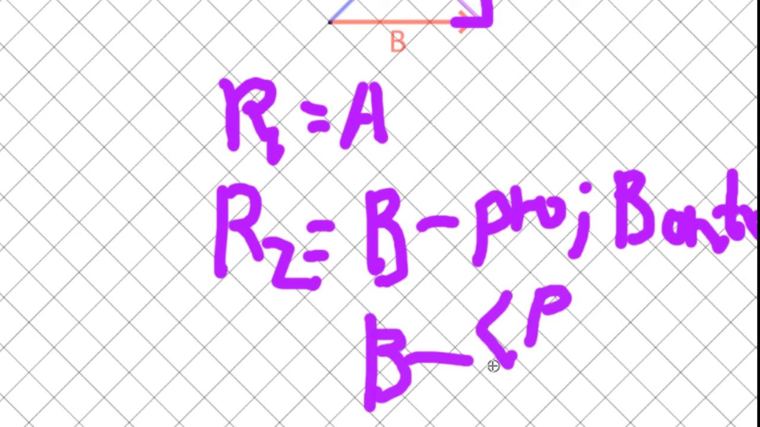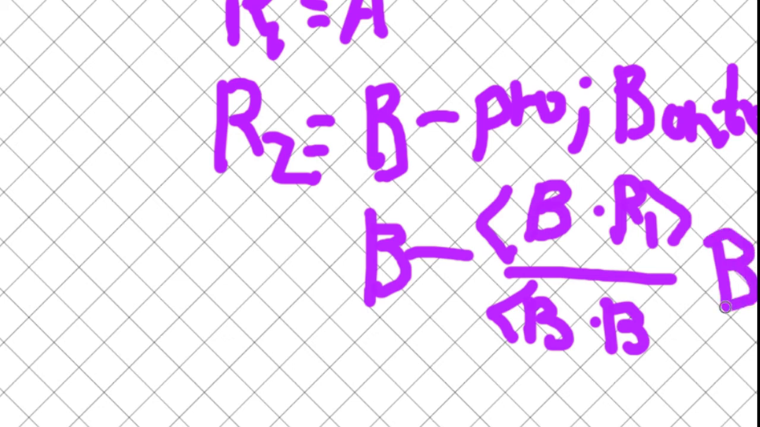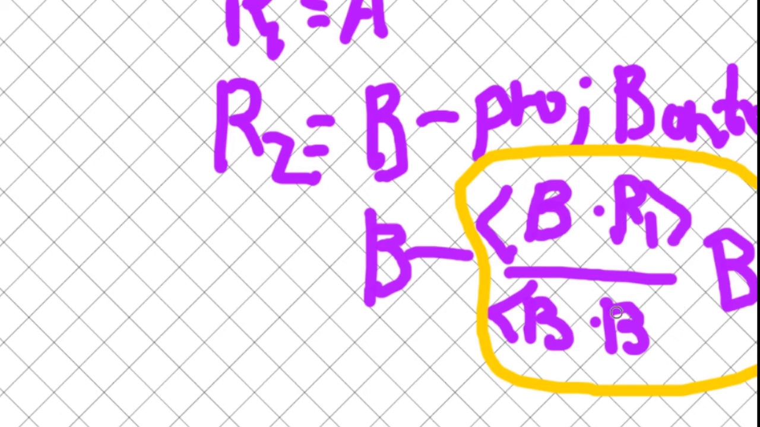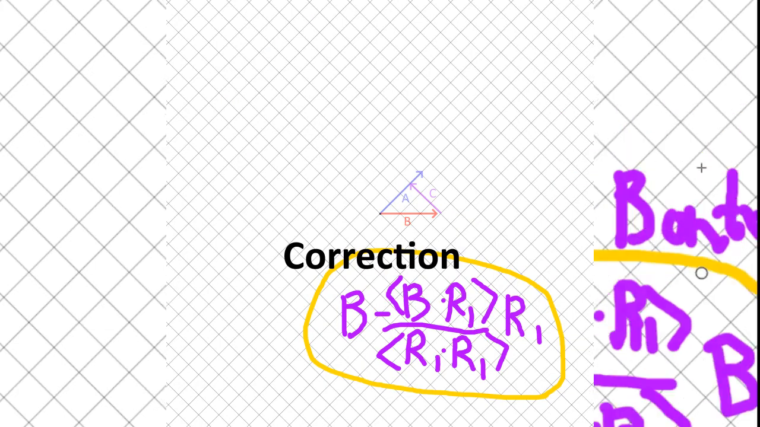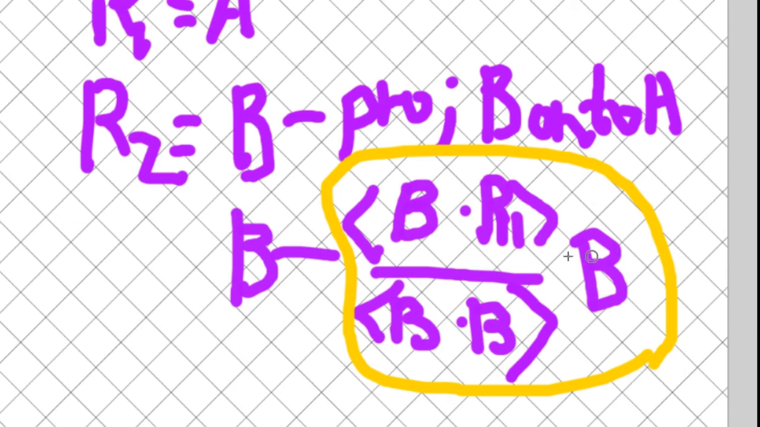Yes, okay. So it would be B minus (B dot R1 divided by B dot B) times B, where R1 is equal to A. And this whole thing, let me circle it in yellow, B dot R1 divided by B dot B times the vector B itself, that is the projection of B onto A, or R1. A is equal to R1.